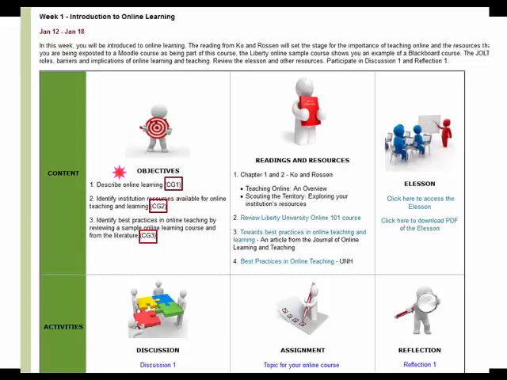Describe online learning, identify institutional resources available for online teaching and learning, identify best practices in online teaching by reviewing a sample online learning course and from the literature. So what else do you see? Do you see in the parentheses I've listed something? CG1, CG2, CG3. So do you all know what that means? What could that mean? Type it in the chat window.